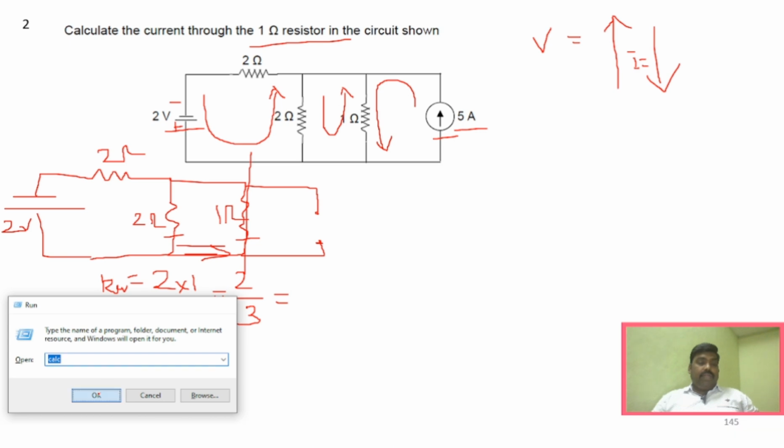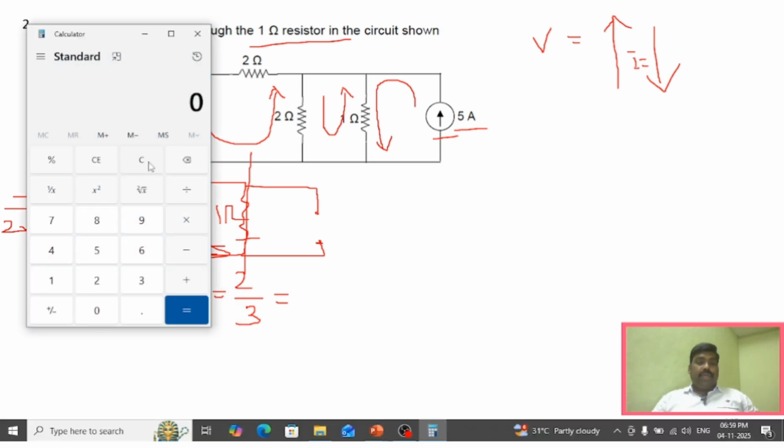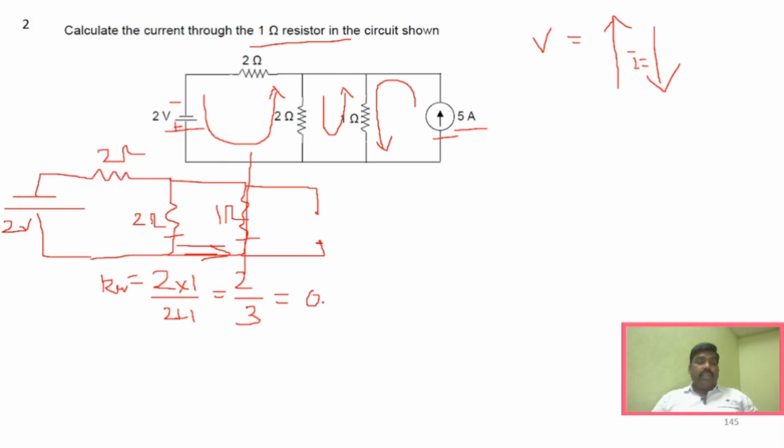So we'll find it out. 2 divided by 3 will be 0.666, so we'll take it as 0.67, right? So by combining these two resistors, you will get 0.67.